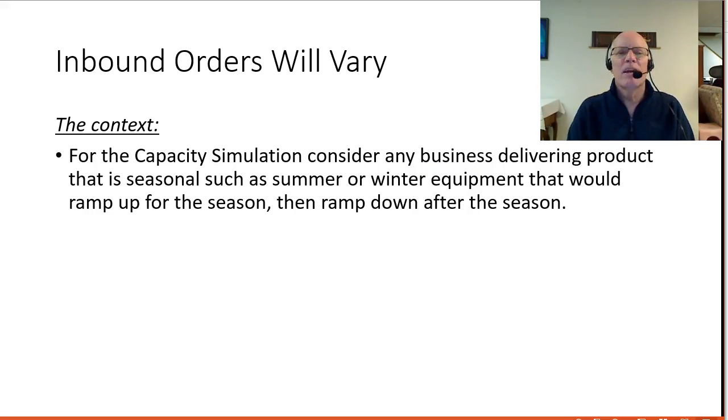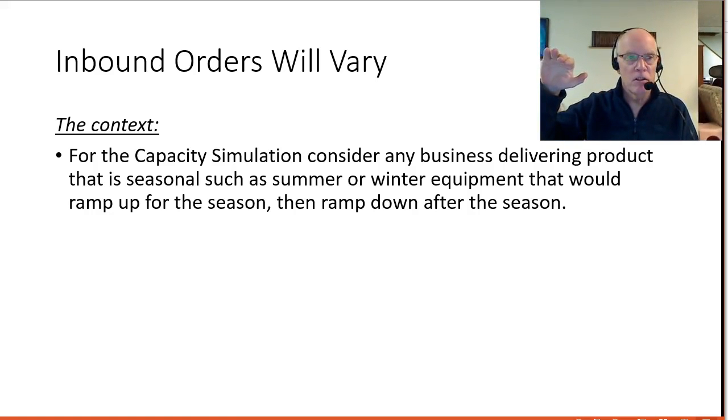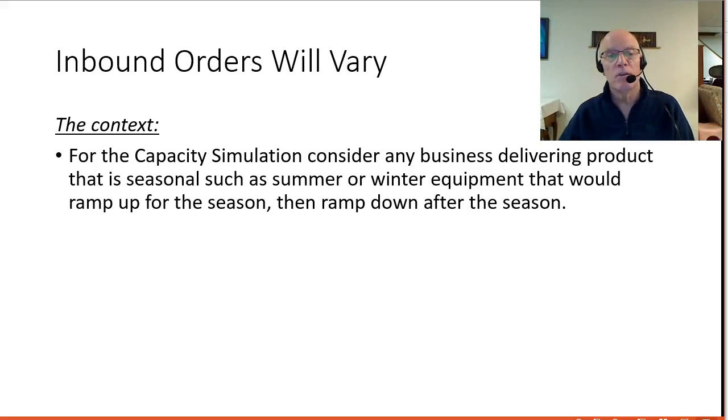So a lot of students in the past have asked me to give some contextual information. And by that I mean, what is this a simulation of? So again, think of this as a business that delivers product that is seasonal, such as summer or winter equipment that would ramp up at the beginning of the season and ramp down at the end of the season. Since we're in the middle of winter, you might think of snow blowers or snowmobiles or what have you, as something that's going to ramp up early on and then slowly ramp down. You might also think of it as a full product life cycle. It's a product that's just been introduced. It's going to go up as far as volumes and then peak out and slowly go down.